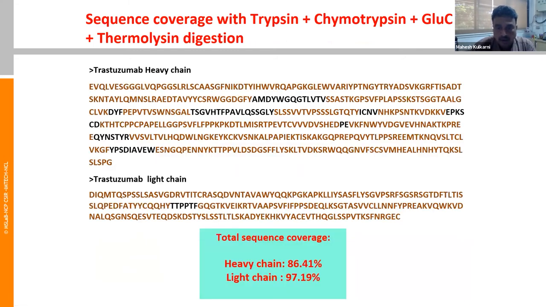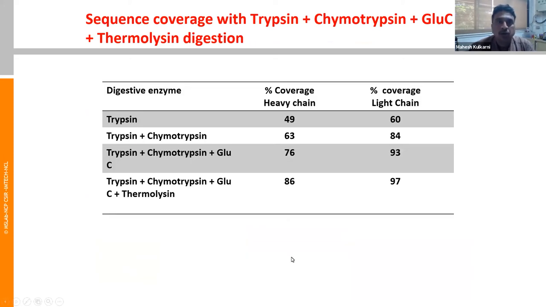Okay, so when we used multiple enzymes, we got a very good coverage. For heavy chain, we got 86.41, for light chain, 97.1. So this is the sequence coverage with trypsin, chymotrypsin, GluC. Trypsin gave 49 and 60, trypsin plus chymotrypsin 63 and 84, trypsin, chymotrypsin, GluC 76 and 93, whereas inclusion of thermolysin improved it to 86 and 96. So these are done in parallel. All the enzymes are not used together. Okay, so if you want to map comprehensively, you need to use multiple proteases to get a good sequence coverage.